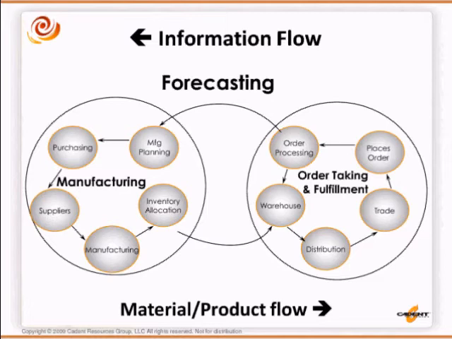But when we start to move from left to right, this is the flow of materials. These are the flow of goods. We have raw and packed materials going to manufacturing, manufacturing allocating the inventory, inventory moving to warehouses through distribution to the trade.